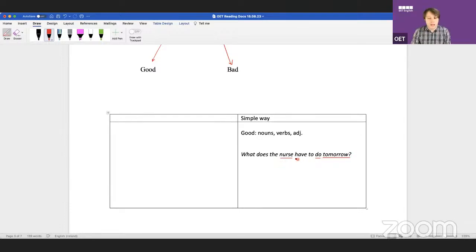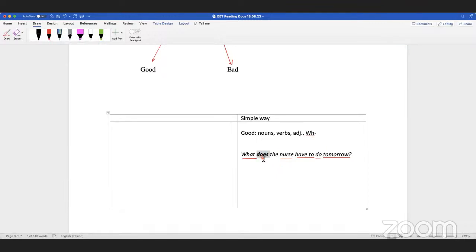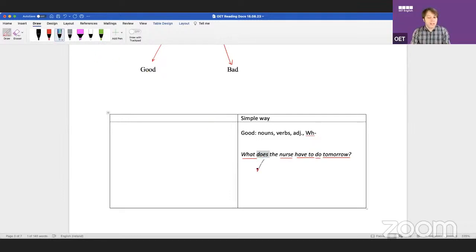What does the nurse have to do? This is a verb as well, right? And then we need to always keep the question words as well, okay? So this is a simple way to simplify it. Just focus on nouns, verbs, adjectives, and WH words, okay? Is this a verb? Is that not a verb, though? It is, yeah. But I don't need it, do I? Why do I not need that one? Anyone?